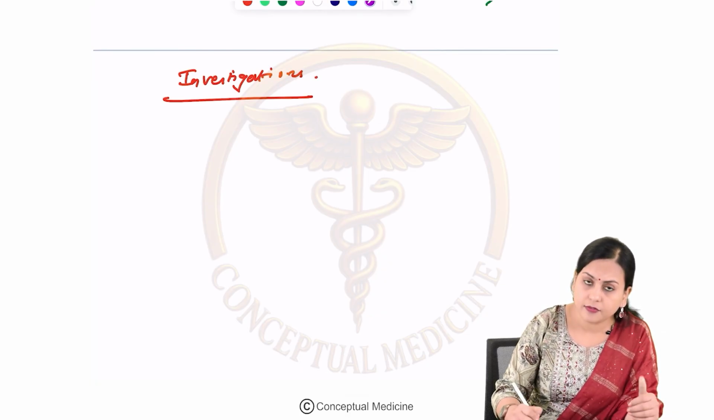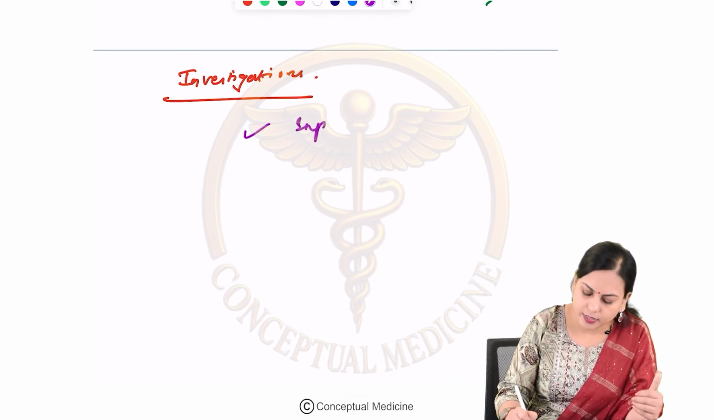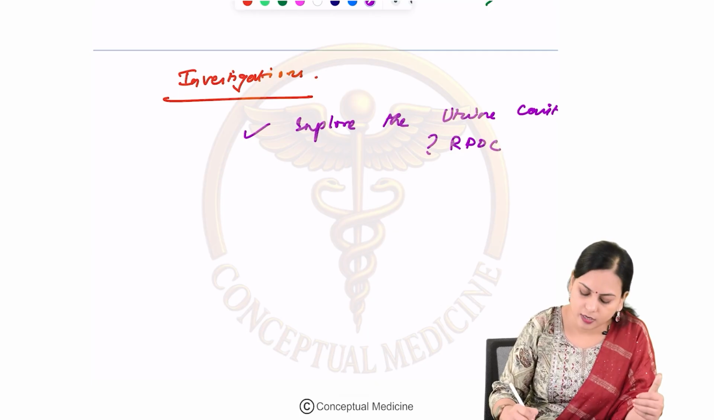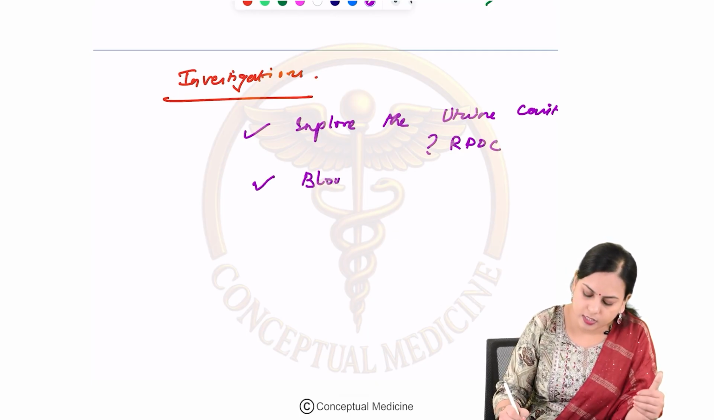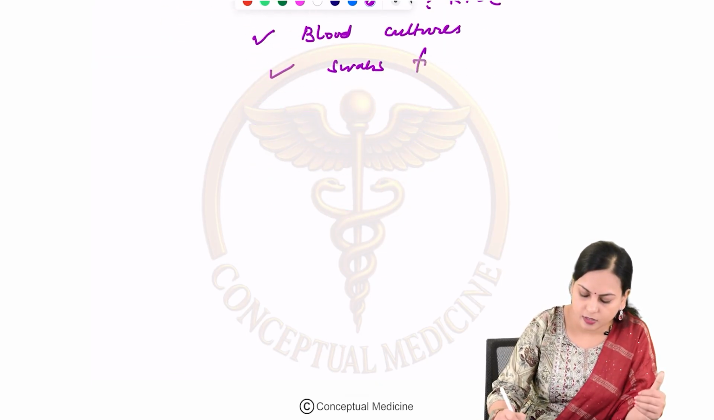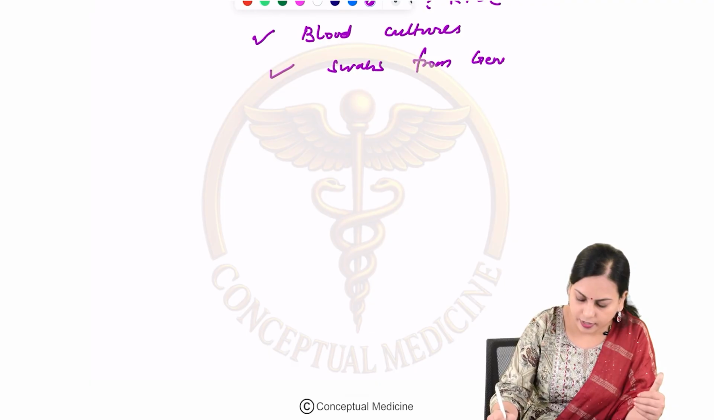Investigations: first you have to explore the uterine cavity for any retained products of conception. Then you can send blood cultures and remember to take swabs from the genital tract.